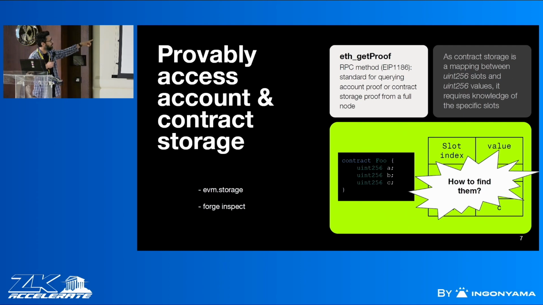So we have evm.storage, assuming your contract is already on Ethereum mainnet. That only works with that. Or you have this also super cool tool called Forge Inspect, which is part of the tooling family from Foundry, that instead assumes that you have the smart contract copy on your local machine, right? And then you can find your slot index and use those together with the ETH get proof.